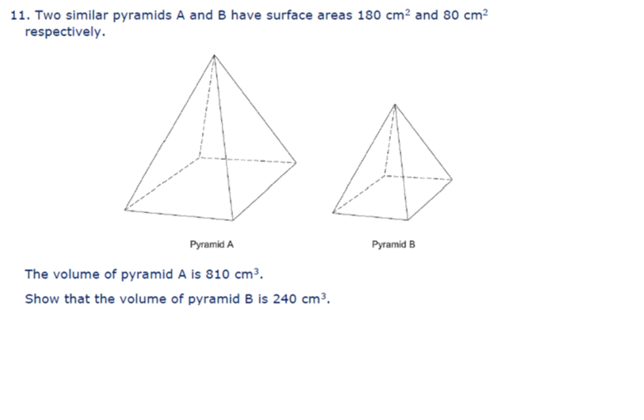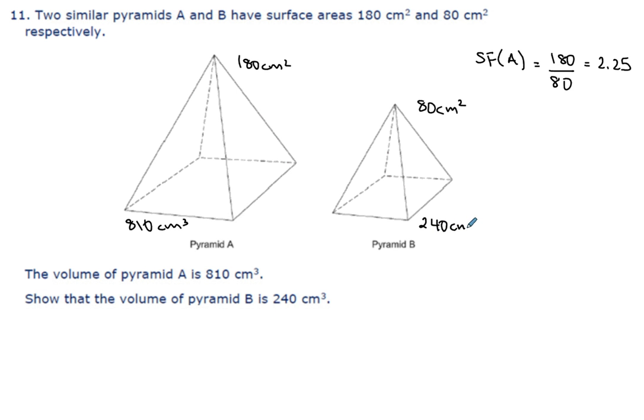Two similar pyramids A and B have surface areas 180 centimeters squared and 80 centimeters squared. So that's the area. So the scale factor of the area is 180 divided by 80, which is 2.25. The volume of pyramid A is 810 centimeters cubed, and we have to show that the volume of pyramid B is 240 centimeters cubed.